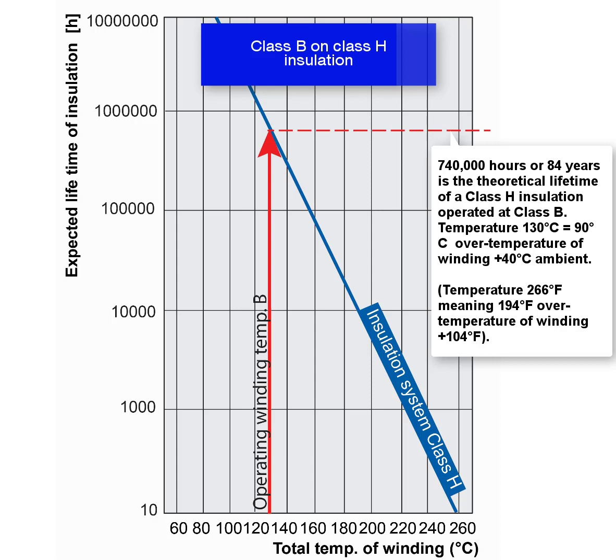Temperature 130 degrees Celsius equals 90 degrees Celsius over temperature of winding plus 40 degrees Celsius ambient. Temperature 266 degrees Fahrenheit meaning 194 degrees Fahrenheit over temperature of winding plus 104 degrees Fahrenheit.